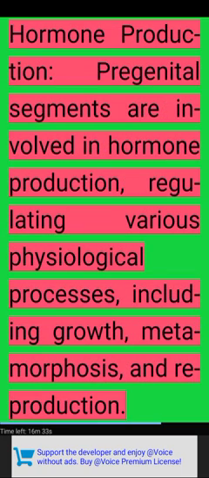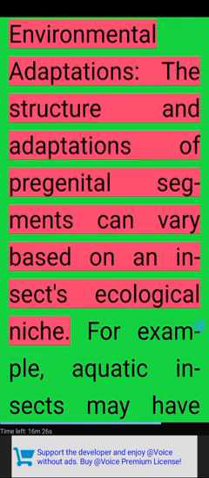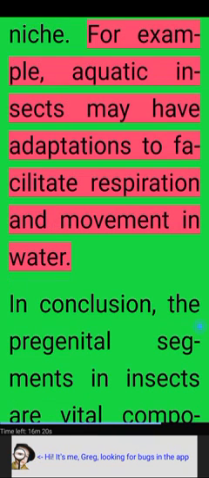Hormone production. Progenital segments are involved in hormone production, regulating various physiological processes, including growth, metamorphosis, and reproduction. Environmental adaptations. The structure and adaptations of progenital segments can vary based on an insect's ecological niche. For example, aquatic insects may have adaptations to facilitate respiration and movement in water.